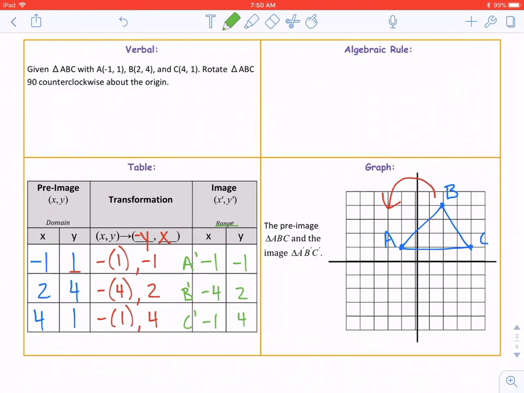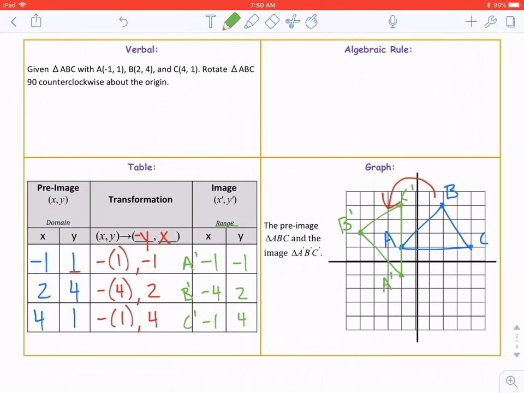So let's now graph it and make sure it looks like a 90-degree rotation counterclockwise about the origin. So (-1, -1) is going to be my A prime. (-4, 2) is my B prime. And then C prime is (-1, 4).